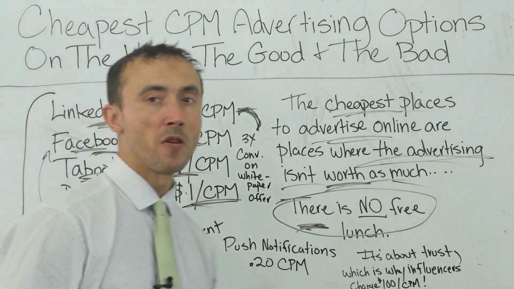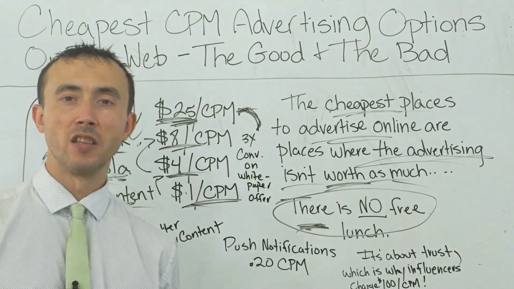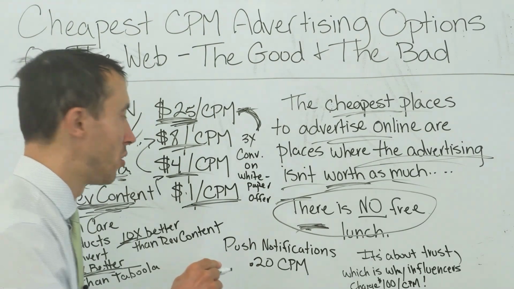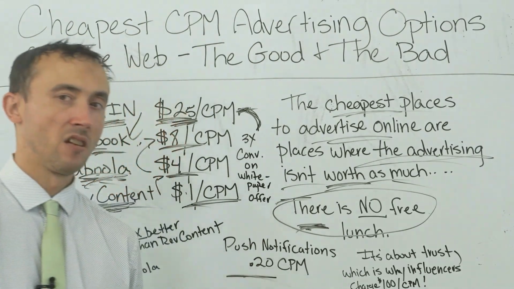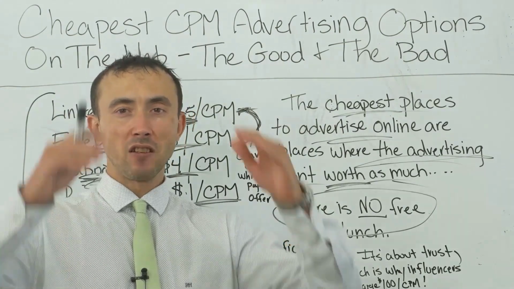We can go even further here. There are even cheaper options to advertise than second or third tier native ad networks. You could get into push notification advertising, which is basically the pop-ups on a website, basically at the top of your screen.